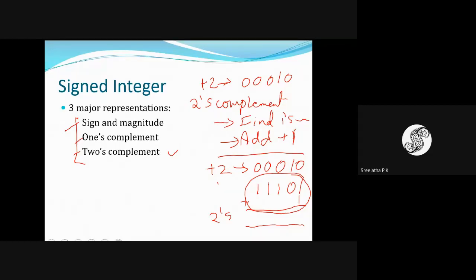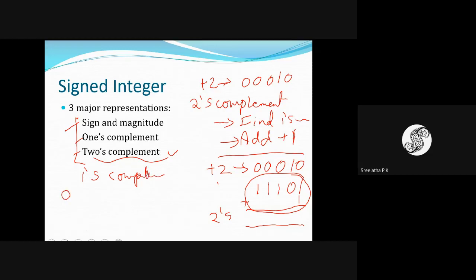Now, which is preferred in the system used in computers? It is 2's complement. Can anyone tell why 2's complement is preferred? 2's complement system is used in the computer. Can anyone tell me why 2's complement is preferred? Okay, just observe this and tell me. So 1's complement, suppose I am using 1's complement.